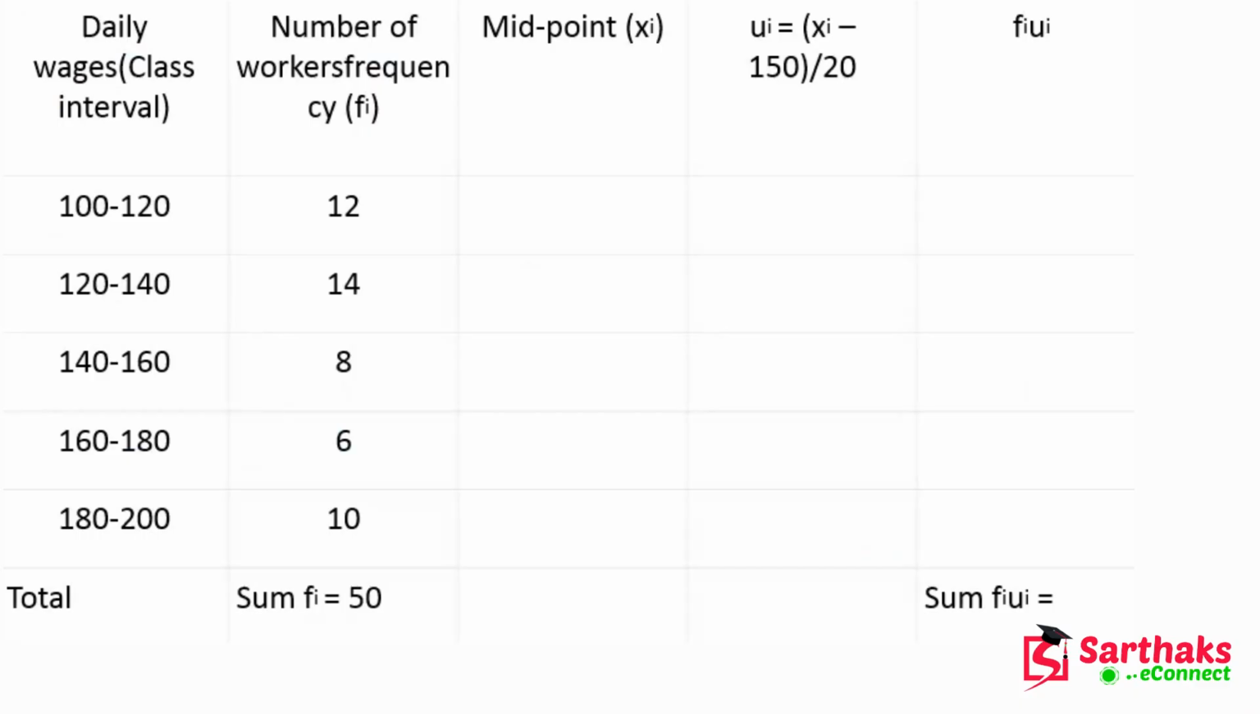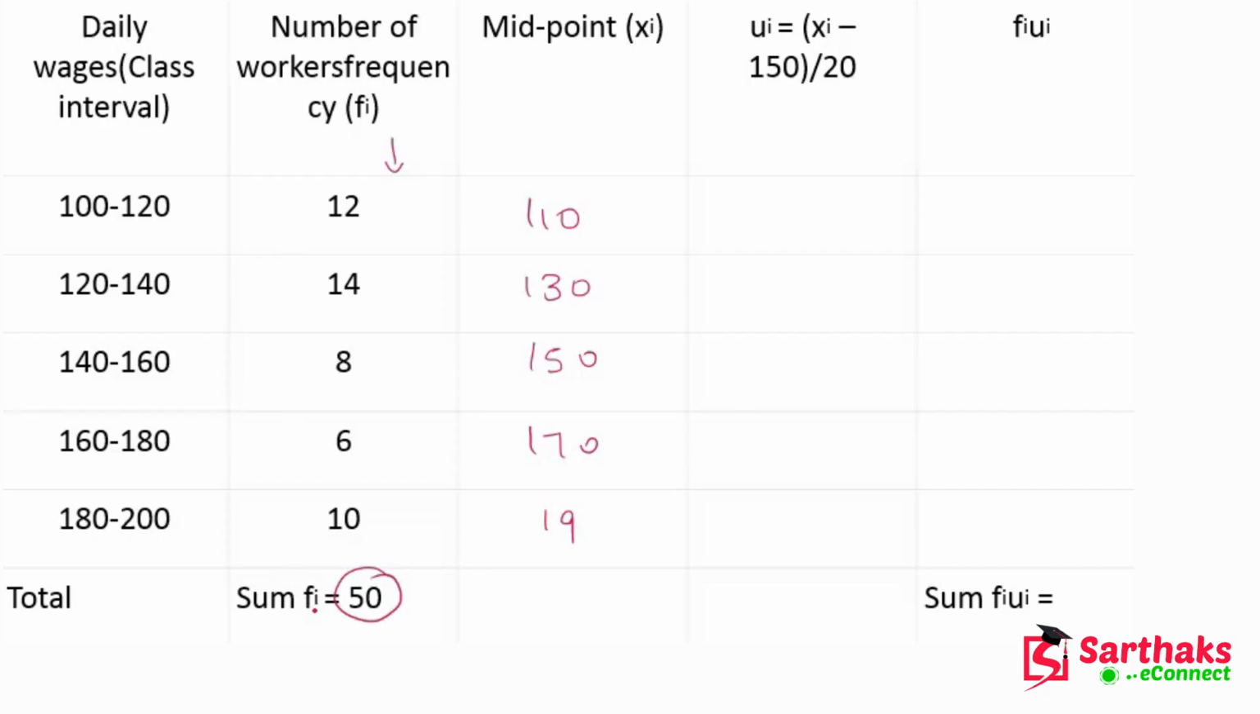So this is a tabular form. Here we have the interval, daily wages, the class interval, and here is the number of workers, which is the frequency, fi. First of all we have to find the midpoint. The midpoint of the first class interval is 110. The midpoint of the second class interval is 130. Similarly, this is 150, this is 170, this is 190. And the summation of fi is 50. I hope you get this point.